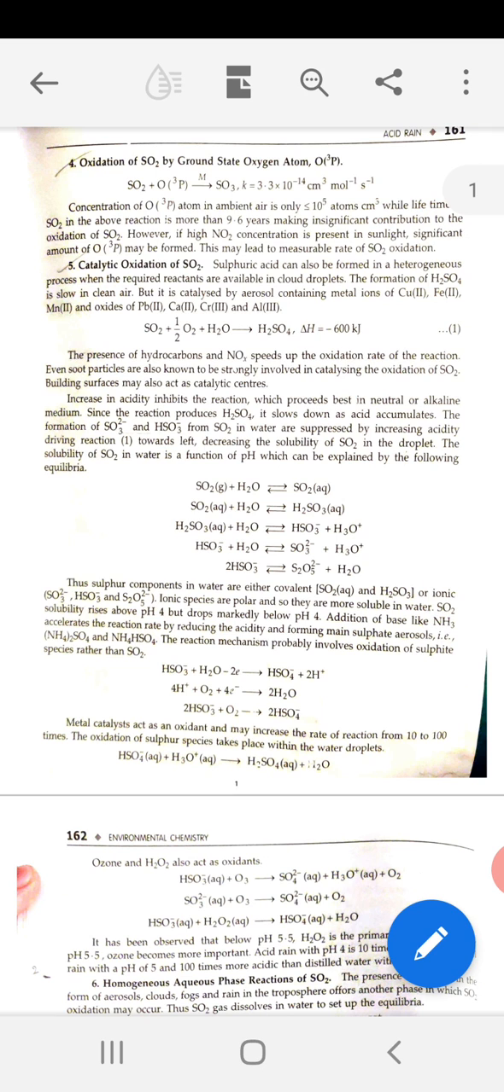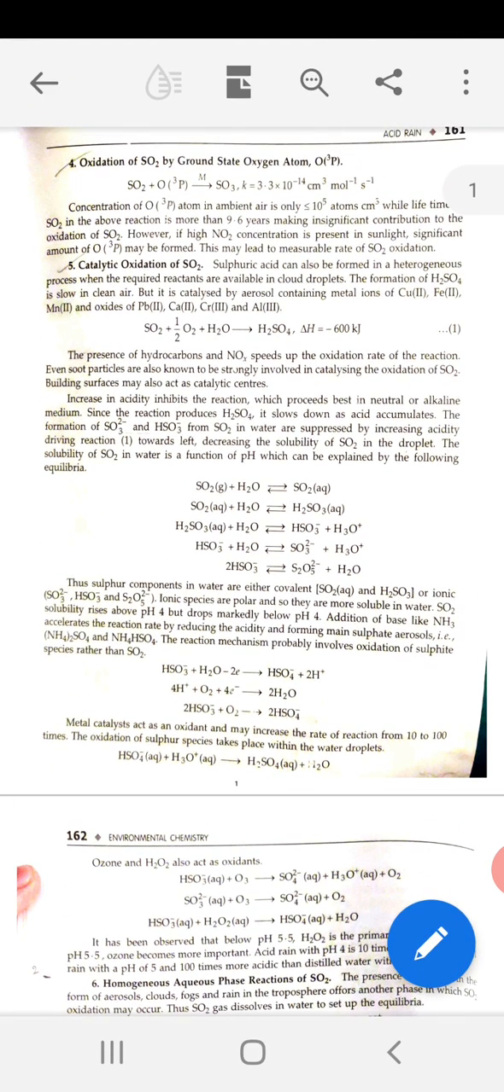As a result, sulfur dioxide combines with half an oxygen molecule in the presence of water to form sulfuric acid and heat. This is an exothermic reaction of 600 kilojoules. The presence of hydrocarbons and NOx speeds up the oxidation rate of the reaction. Even soot particles are known to be strongly involved in catalyzing the oxidation of sulfur dioxide. Building surfaces may also act as catalytic centers.